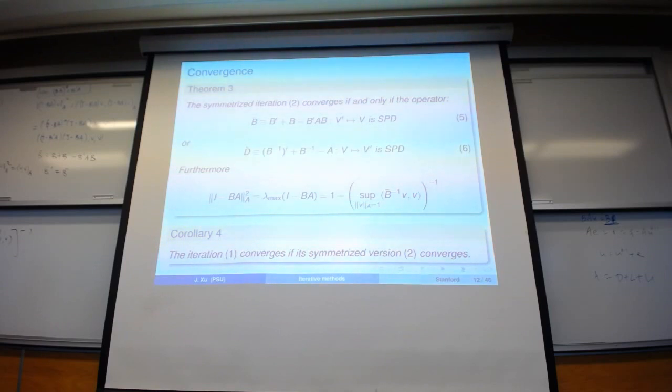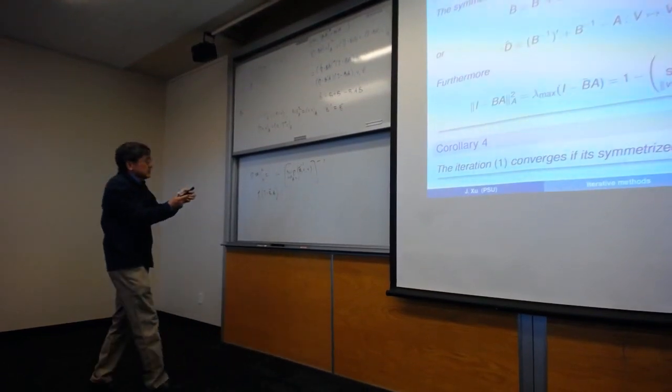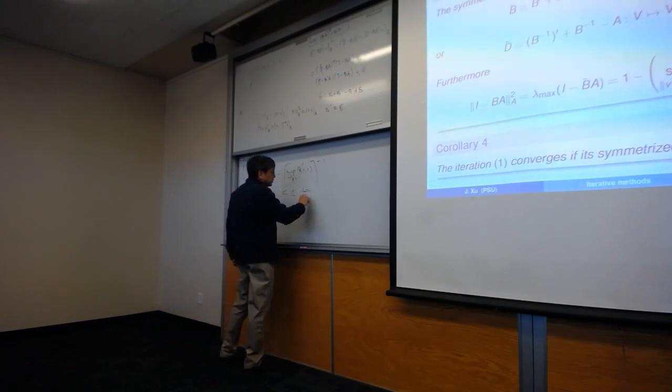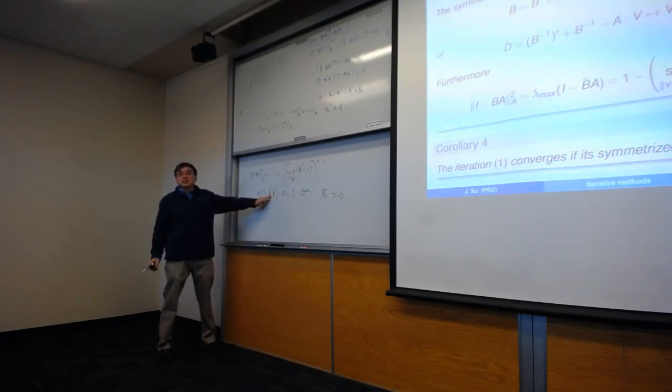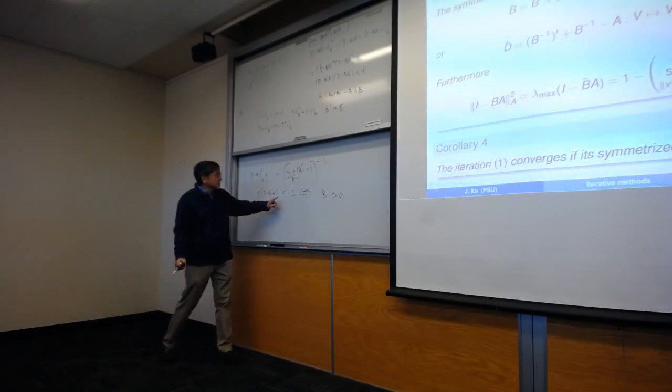This one converges. Symmetric positive definite means what? This B bar, you remember this in the spectrum, this B bar A is symmetric positive definite. And this is also by itself a semi-definite problem. So this is less than one if and only if B bar is positive definite, because this is the eigenvalue 1 minus another guy, and this is a symmetric problem with respect to the A inner product. This one should be less than one if and only if B bar is positive.